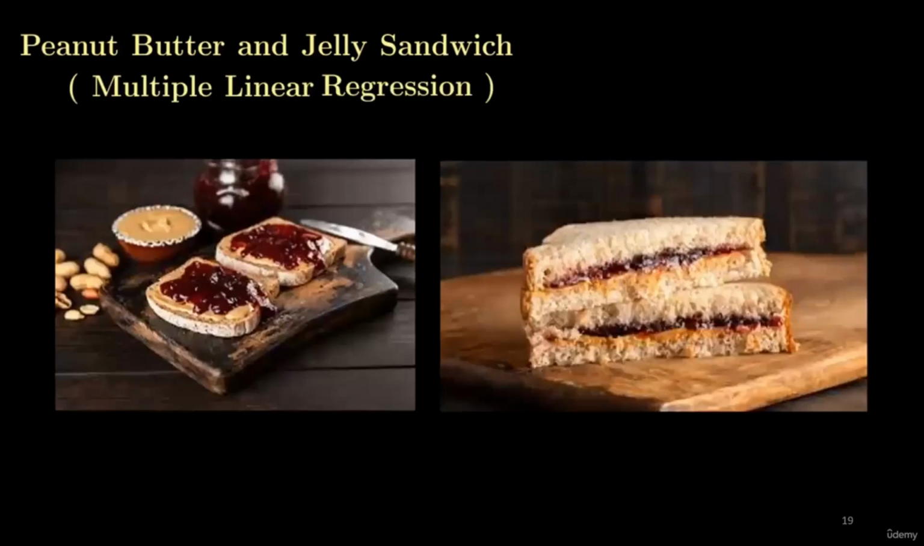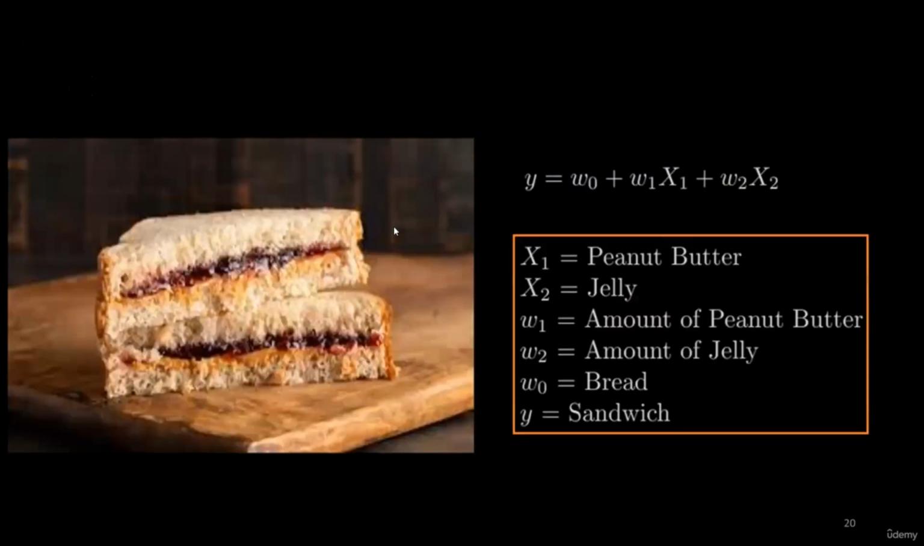So this is an example of a peanut butter and jelly sandwich. Now, how is it an example of multiple linear regression? Basically, it has two features, that is peanut butter and jelly. So these two features constitute the multiple linear regression problem. Suppose you have a restaurant and you are selling a peanut butter and jelly sandwich. In that case, you have two features. Your first feature is peanut butter and your second feature is jelly.